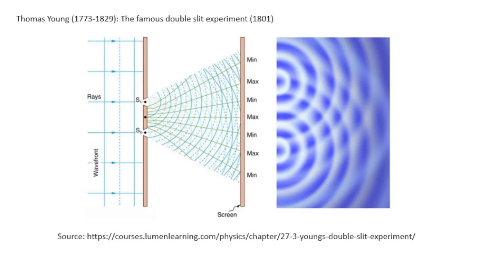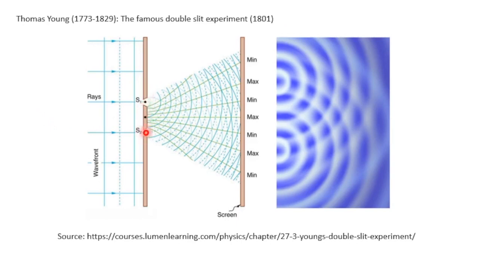I'm sure you all are familiar with this setup. This is the famous double slit experiment due to Thomas Young. Thomas Young lived during this period, 1773 to 1829, and he came up with this experiment in 1801, which is very popularly known as the double slit experiment. Now in this experiment, you basically have a monochromatic source of light illuminating a pair of slits S1 and S2.